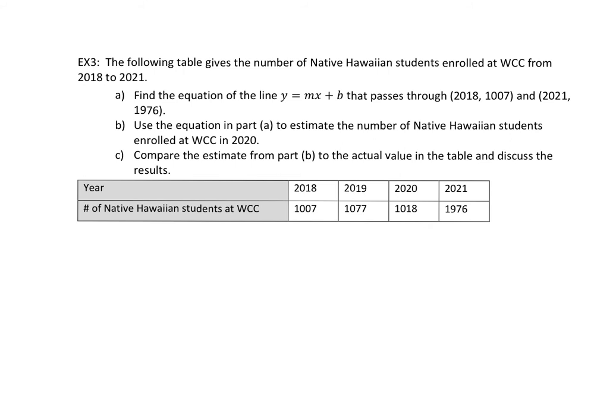In part A, we want to find the equation of the line y equal to mx plus b that passes through the points (2018, 1007) and (2021, 1976). So we have these 2 points. I'm automatically going to label the first one x sub 1, y sub 1, and the second one x sub 2, y sub 2, because I know I have to find the equation of a line. And I have 2 points. First thing I want to do, find the slope.